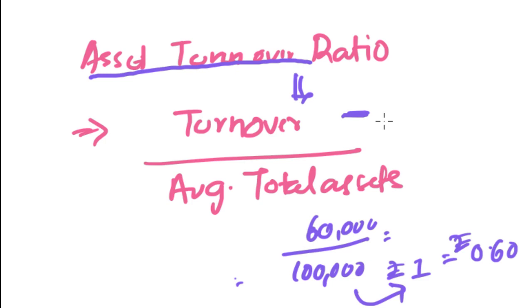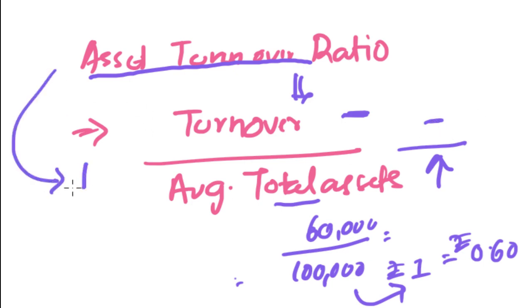It's basic mathematics. The denominator has gone up, numerator remains the same, so the asset turnover ratio will fall. So this is the fourth characteristic that I want to explain: through the introduction of IFRS 16, there is going to be a decline in the asset turnover ratio.